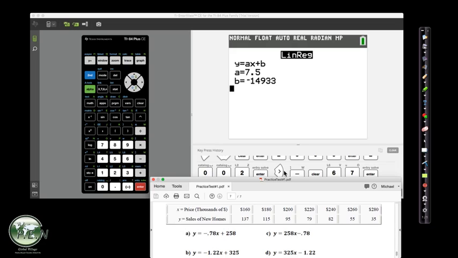So what we're going to do here is the x values we're going to enter in as L1. The y values we're going to enter in as L2. We're going to go over to the regression calculator, have it calculated, and it'll give us one of these equations as our answer.